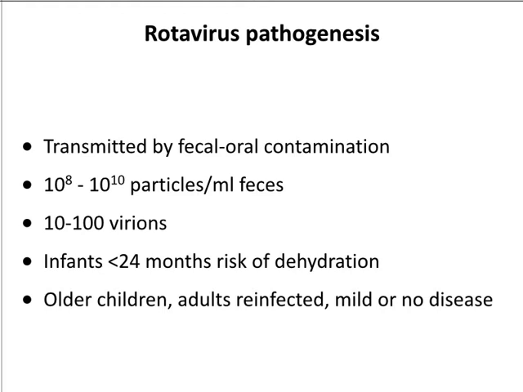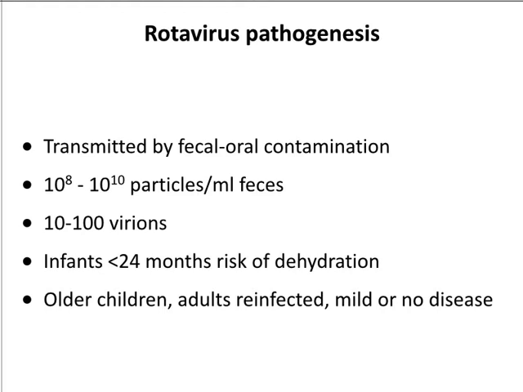Transmitted by fecal-oral contamination. Again, we don't have good hand hygiene. And look at all the particles that you make: 10 to the 8th to 10 to the 10th per mil of feces. Of course, it's watery diarrhea at this point. A lot of virions. You only need between 10 and 100 to get infected. So you can see why it transmits so readily. As I said, young children are at risk of dehydration.